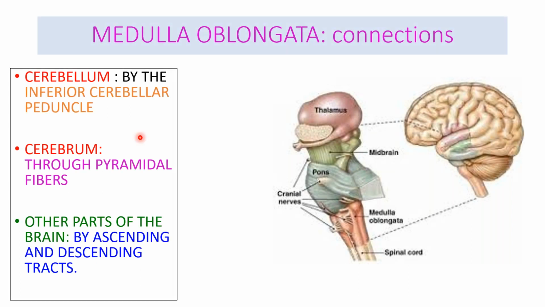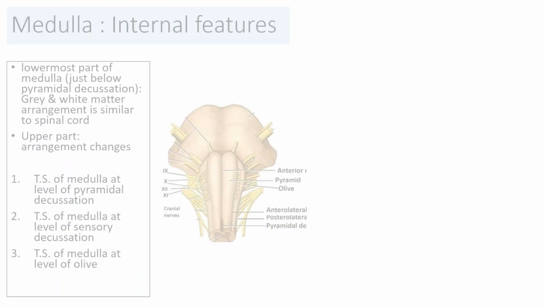Now, connections of the medulla oblongata. Because it is related to the cerebellum posteriorly through the inferior cerebellar peduncle, it will be connected to the cerebellum. Through the pyramidal fibers, it is connected to the cerebrum, and it will be connected to other parts of the brain by the various ascending and descending tracts. So basically, the medulla and brainstem are connecting the various areas of the brain, cerebellum and spinal cord.